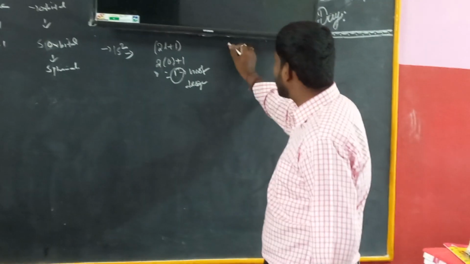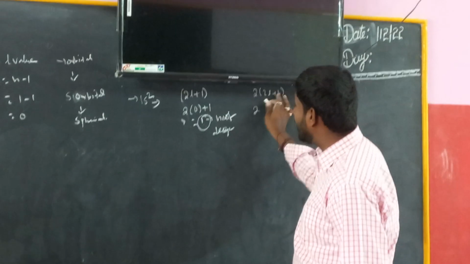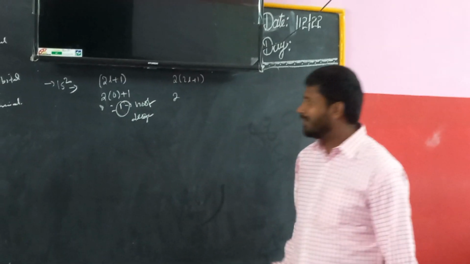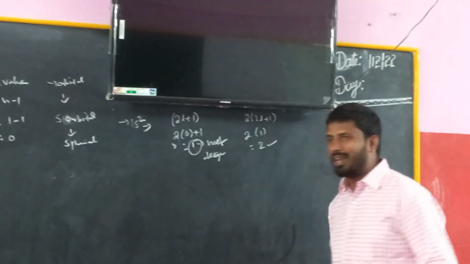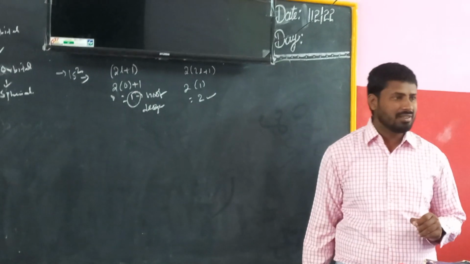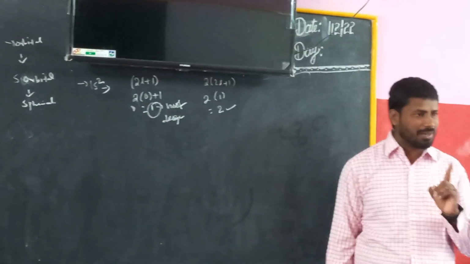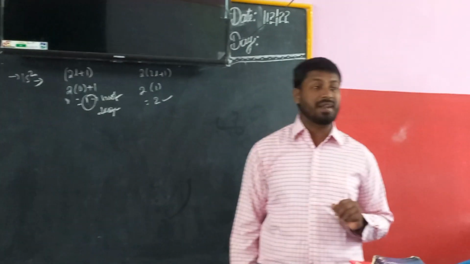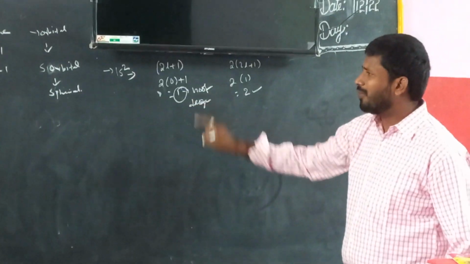Then the number of electrons is given by the formula 2 into (2l plus 1). Already we calculated 2l plus 1, which is nothing but 1. So 2 into 1 is nothing but 2. So for n is equal to 1, the address of the electron: it belongs to the K shell, and the l value is 0. The number of degenerate orbitals is 1, and the number of electrons is 2. That means the s orbital can accommodate 2 electrons, and the configuration will be like 1s2.